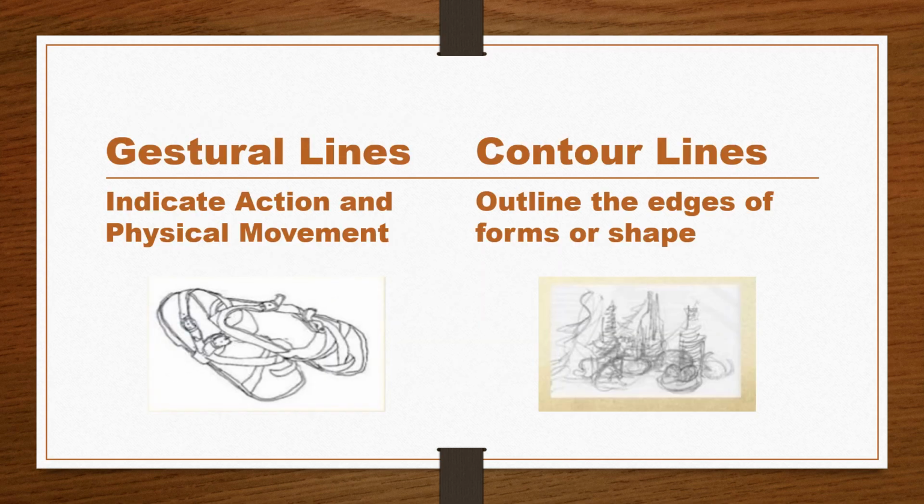Now we will also study about gestural lines. So what are gestural lines? They indicate action and physical movement, as you can see in the picture. Now second is contour lines. The contour lines outline the edge of forms or shape. You can see some sort of bottles or the cups are being made in the picture.